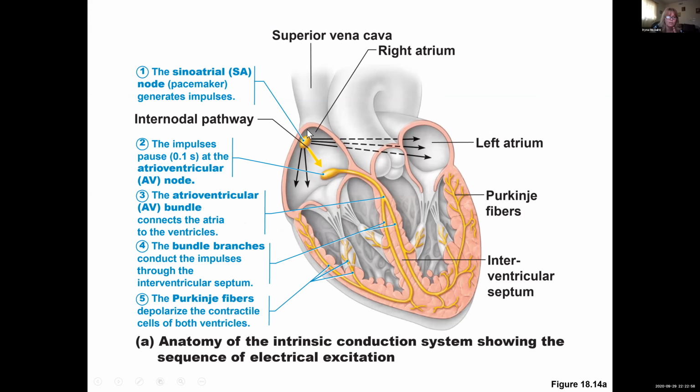So if you look here again, if the SA node, the pacemaker node, is not working, we have junctional rhythms, where the AV node starts sending these electrical signals. Now, when the AV node is not working, because this is the only connection between atria and ventricles, we have the SA node firing, but some impulses might not move through the atria to the ventricles. That means the heart will not contract, or it will contract irregularly.